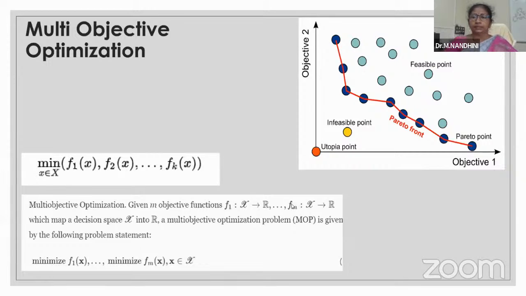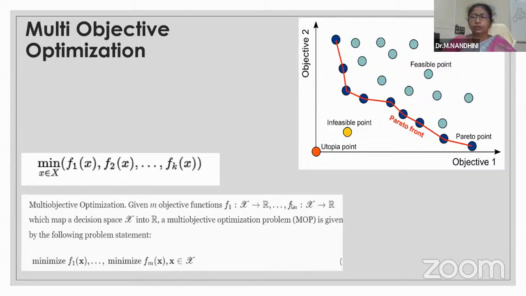So here you see that diagram. Many feasible points are there, shown as different circles: light blue, dark blue, yellow, and red shaded. The light blues say that it is a feasible point, that means all the constraints are satisfied by those points. Then the dark blue is also a feasible point. Beyond that, blue is an infeasible point, and then the utopia point. The x-axis is objective 1 and the y-axis is objective 2. In this diagram they have taken only 2 objectives. If you are taking 3 objectives, then you have to add a third dimension.